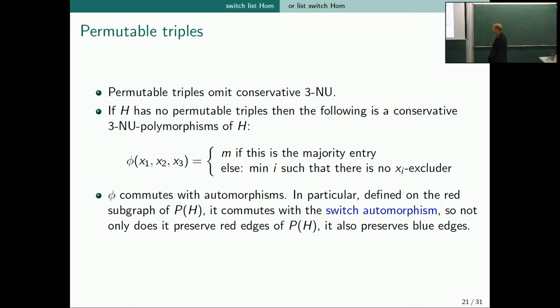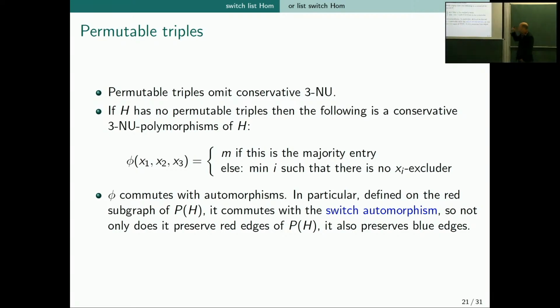This was Hell and Rafiey, they showed that permutable triples omit conservative 3NU. And then they showed if H has no permutable triples, then we can define a 3NU polymorphism in this way. They just say, where do these 3 vertices have to go? Well, if 2 of them are the same, we have to map to that target. And otherwise, I'm just going to choose the minimum index for which there's no excluder, not one of these B excluders with that vertex in the middle. So that's not too hard to show. It takes about a page or 2, but it's a pretty quick proof.